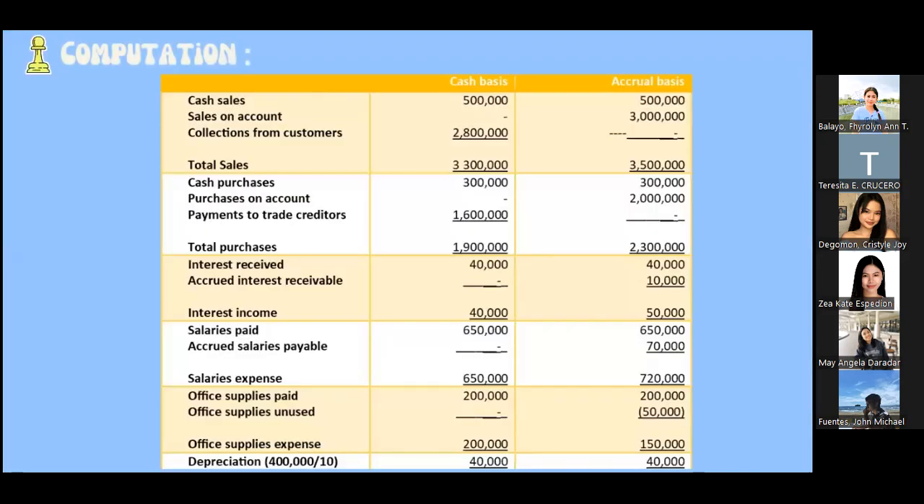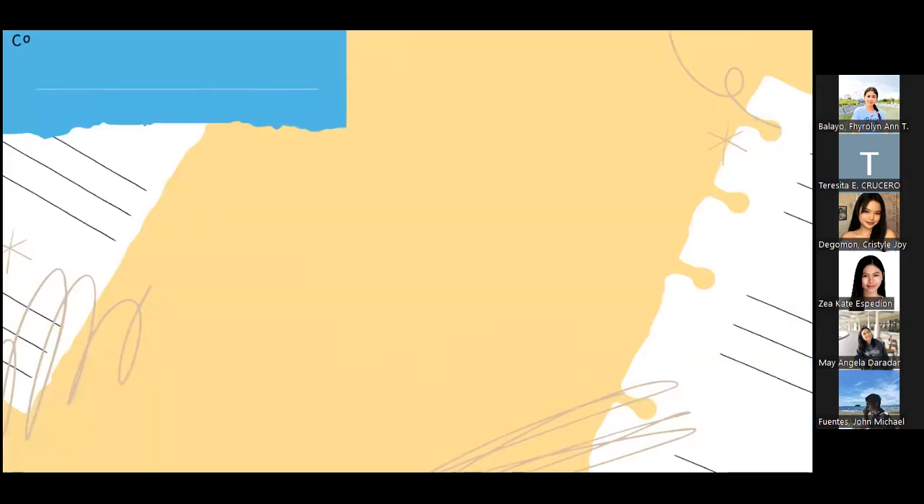We have here cash sales of 500,000 and collection from customers of 2,800,000 with a total sales of 3,300,000. Under accrual basis, we include cash sales of 500,000 and sales on account of 3 million with a total sales of 3,500,000.